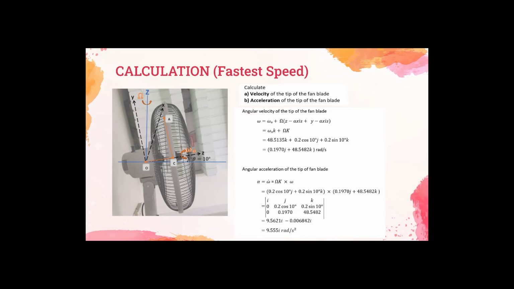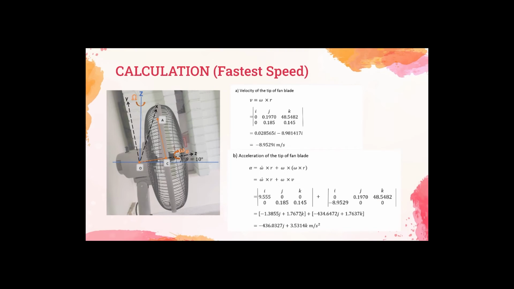For angular acceleration, angular acceleration can also be called omega dot, and it is equal to omega times k, which is the direction, times omega. We use the cross product formula, which is cross one out and multiply, cross one out and multiply, cross one out and multiply, and we get 9.555 i rad per second squared. So with all that information, we can now calculate the velocity and the acceleration.